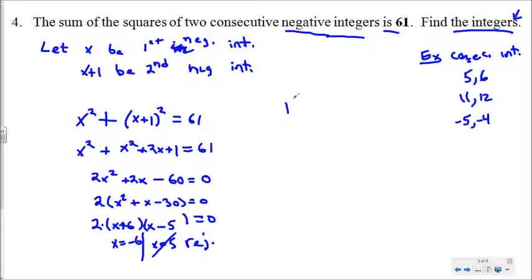So the first integer is negative 6, which makes the second integer, which is x plus 1, negative 6 plus 1, which would be negative 5.